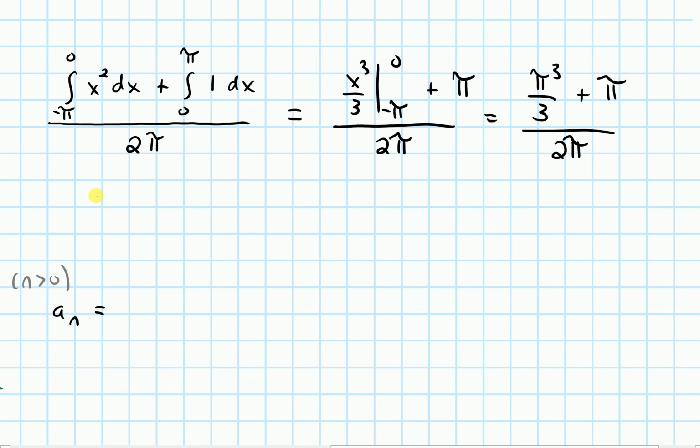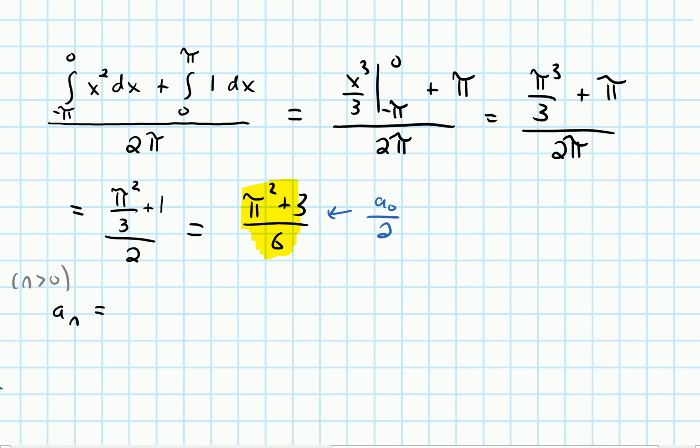Now we can simplify this. We can cancel a pi from the top and the bottom to give ourselves pi squared over 3 plus 1 over 2. And if we get a common denominator, this simplifies to pi squared plus 3, all over 6. So that is what a naught over 2 ends up being. That was our constant term.